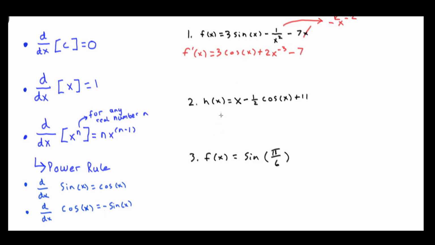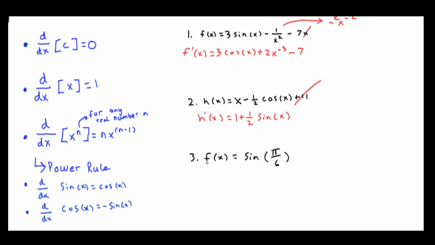So we'll look at the second example, working left to right again. We'll have h prime of x, and then derivative of x is going to be, once again, just 1. Now we have a negative 1/2 cosine of x here, so our derivative of cosine of x is negative sine of x. So we plug this negative sine of x back into our function. That gives us a positive 1/2 sine of x. And then 11 is a constant. We just get rid of that.